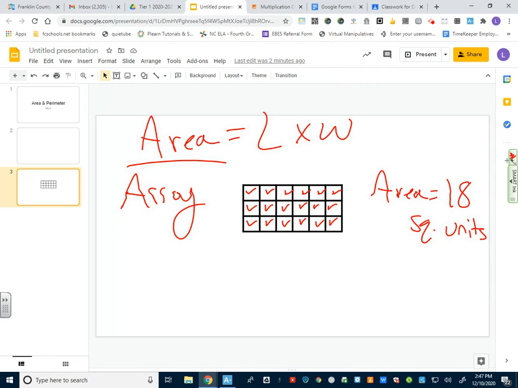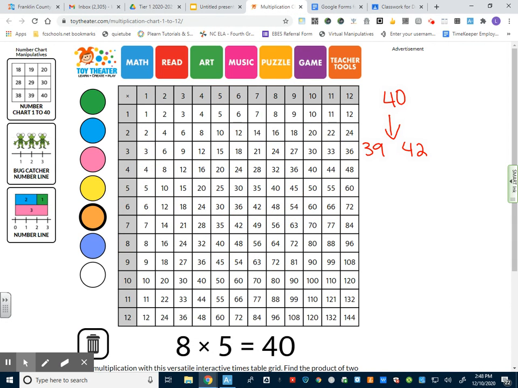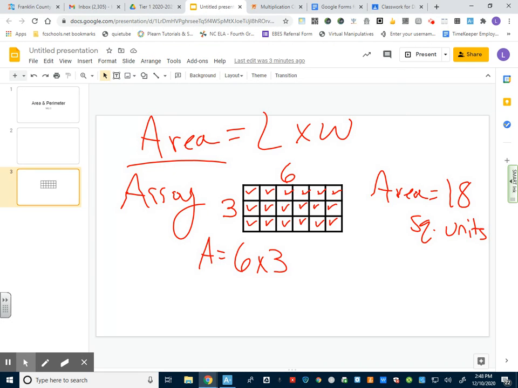Since there are 6 blocks across and 3 blocks down the side, I know the area could also be found by doing 6 times 3. If we check our multiplication chart, 6 times 3 is 18. So the area of this shape is, again, 18 square units. Okay? Area, array, and we multiply to figure out the total of an array.